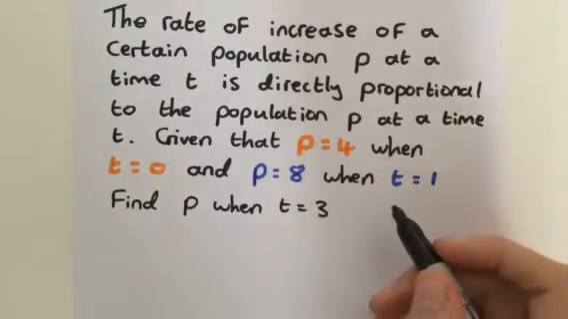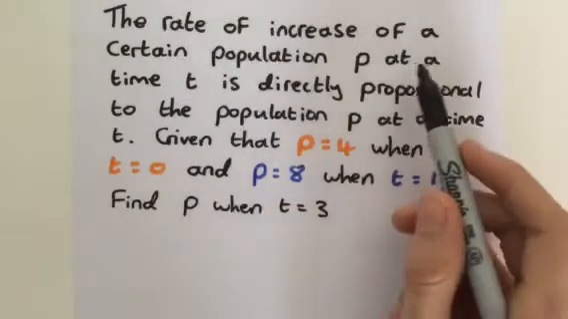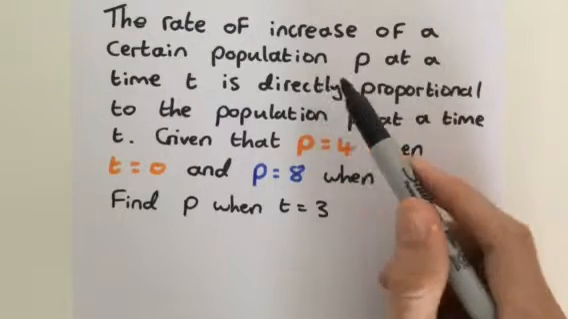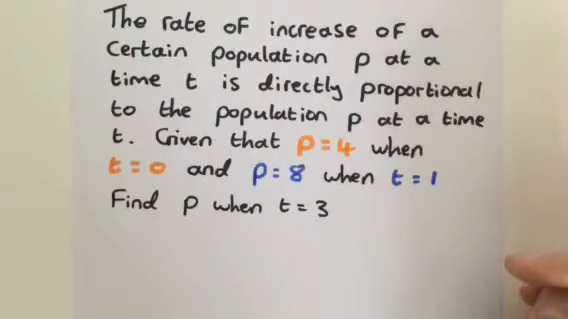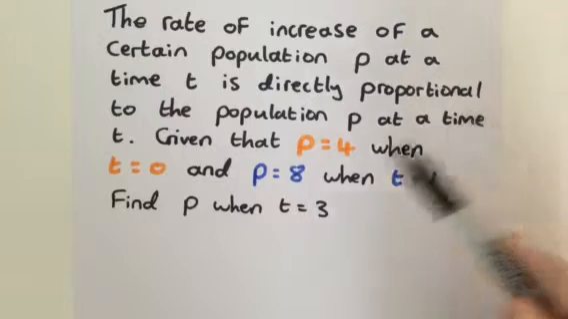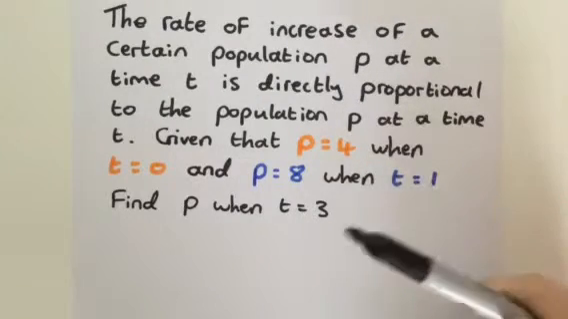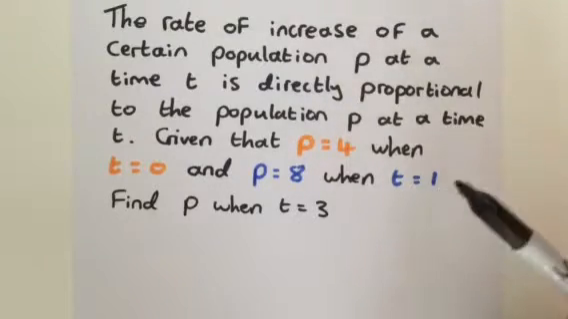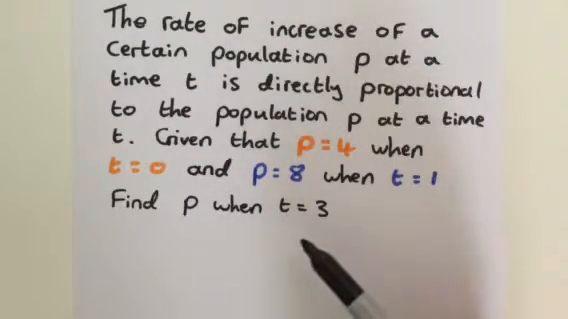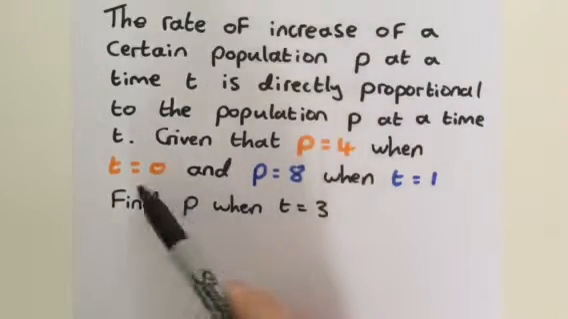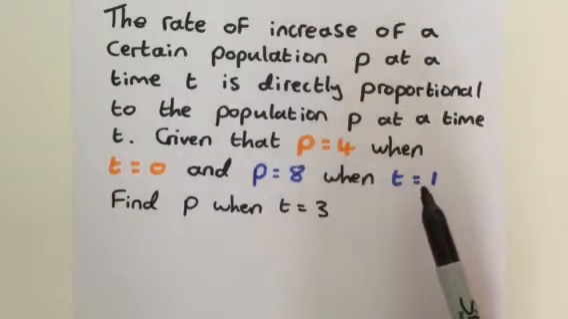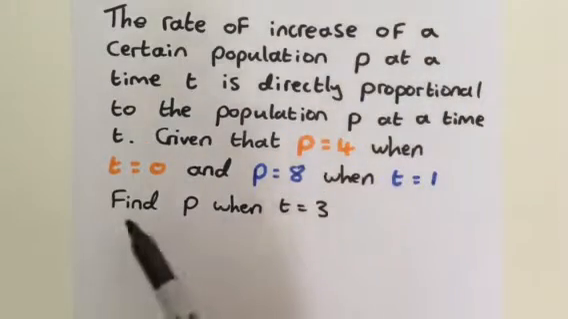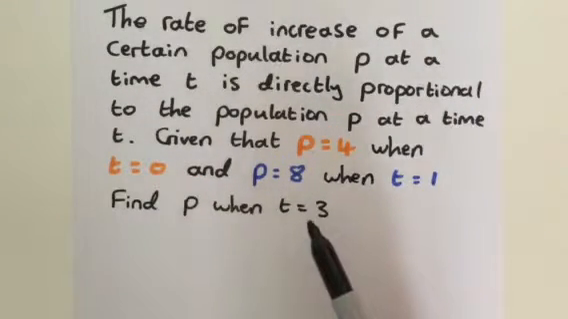We're given that the rate of increase of a certain population P at a time t is directly proportional to the population P at a time t. Given that P equals 4 when t equals 0 and P equals 8 when t equals 1, find P when t is equal to 3. I've highlighted the boundary conditions that will be very important for finding P when t equals 3.